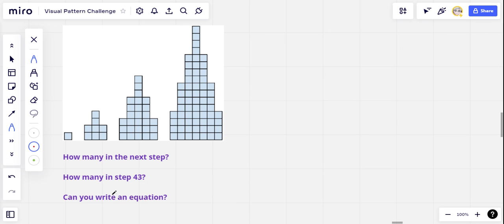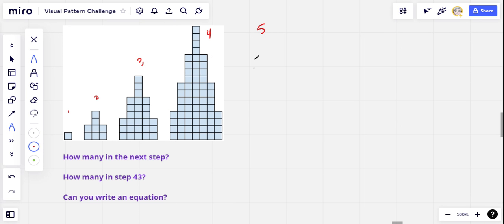We've got a really interesting one today. Here is step 1 in our pattern. Here's step 2. Here's step 3. Here's step 4. You can see it's getting big really, really fast. Your challenge is to predict how many of these squares are going to be in step 5.